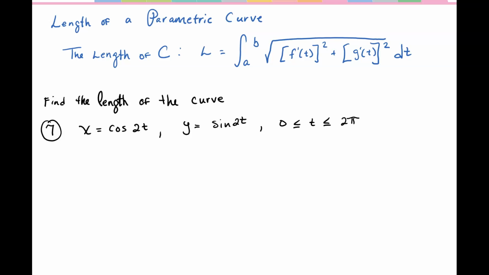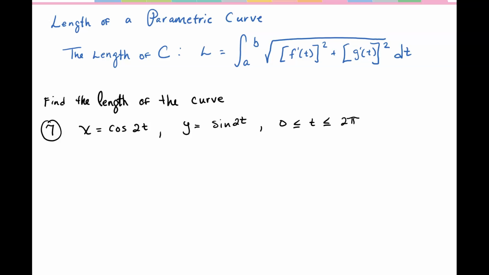Okay, we're continuing our discussion of the calculus of parametric curves. And so what we're going to do now is find the length of a curve. Now, in the past, we've looked at arc lengths of curves, and now we're going to take a look at basically the same thing, but in this case, we're going to deal with parametric curves. So it's really not terribly different.